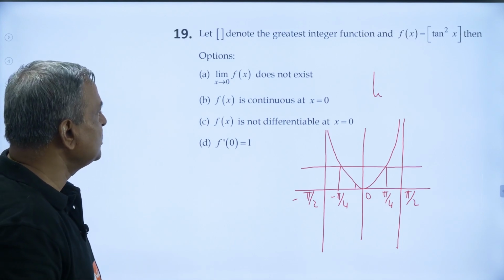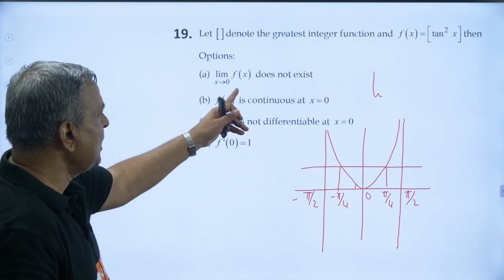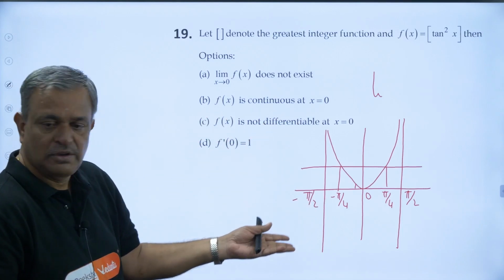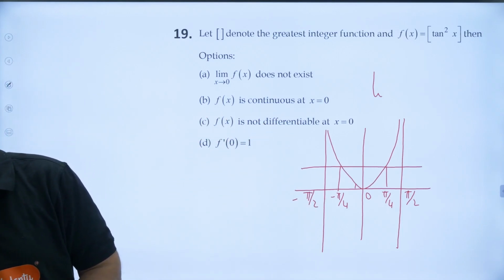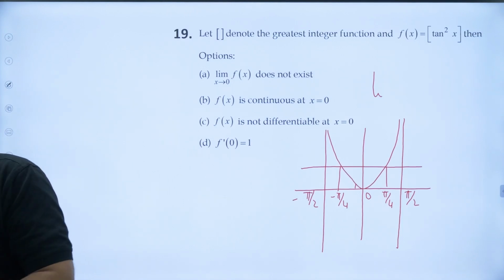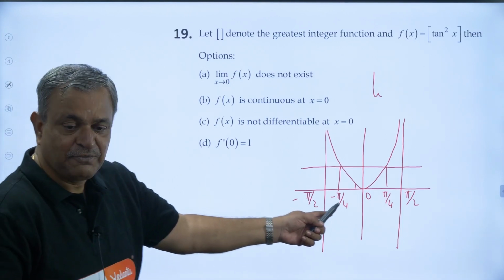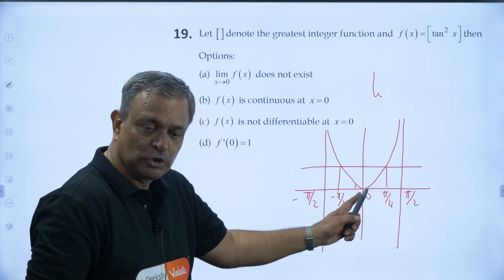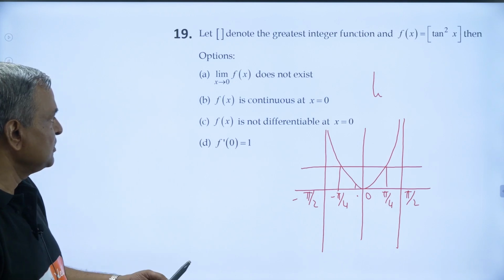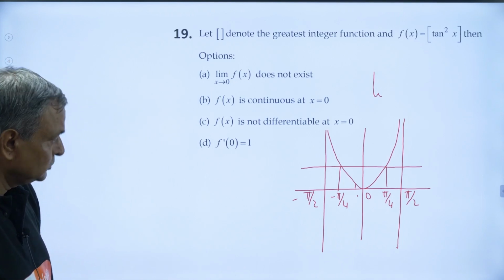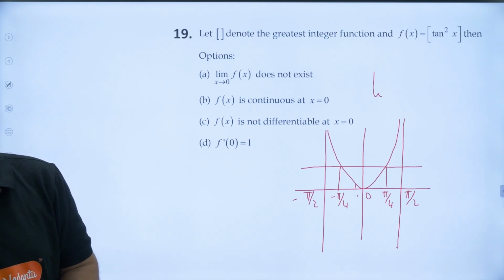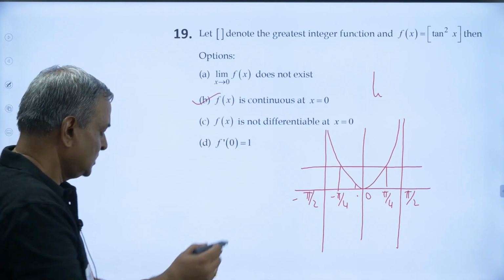So f(x) is continuous, limit as x tends to 0 of f(x) does not exist, wrong. f(x) is continuous at x equal to 0, yes, the function is continuous at x equal to 0. So option B is correct. See, the graph helps a lot, very easy. Left you approach, right you approach, the value will always be 0. So the function is continuous. So option B is correct. Next.